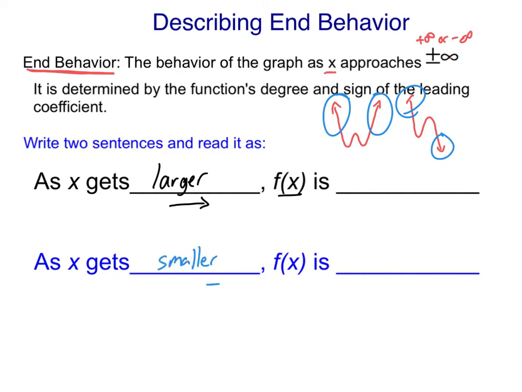What I mean by smaller is as it goes to the left. What is the function f of x doing? Or what is the graph doing? When I say f of x, I'm really discussing the graph of the function. So these are the 2 sentences you're going to have to answer for any type of polynomial. As x gets larger, f of x is approaching, in your answers here, either positive infinity or negative infinity in these answer blanks. So most of the sentence is completed for you, and there are only 2 options to fill in each blank. All right, let's look at the flip chart.